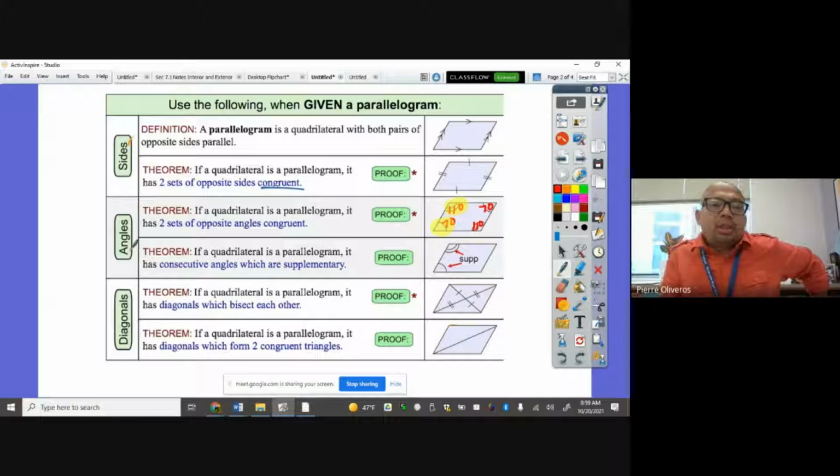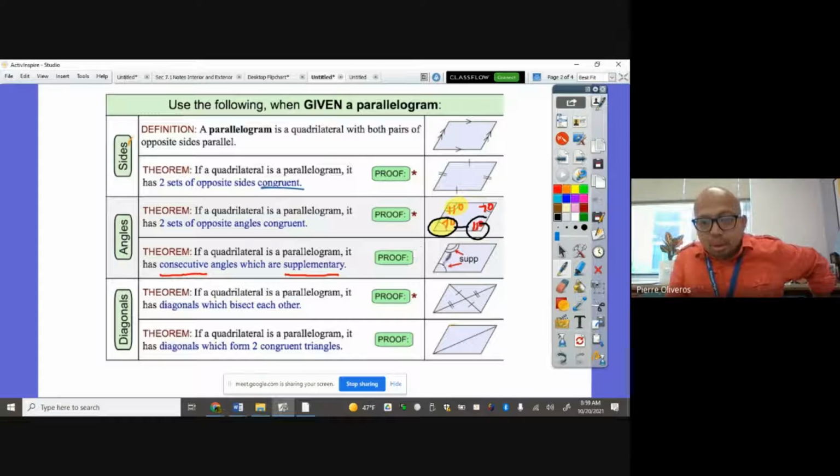If a quadrilateral is a parallelogram, it has consecutive angles which are supplementary. The meaning of consecutive is the one next to it, side by side, not the opposite, but beside it, and it will be supplementary. Supplementary is equal to 180. So meaning if this is 70, the next to it is 110, which when you add them is equal to 180. Or if you pick the other side, which is right here, it's also 110. They're both going to be equal to 180.